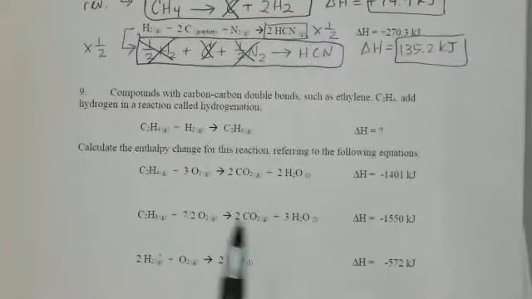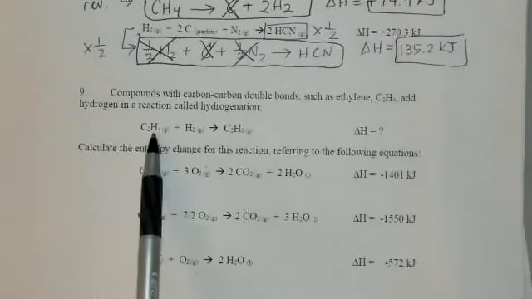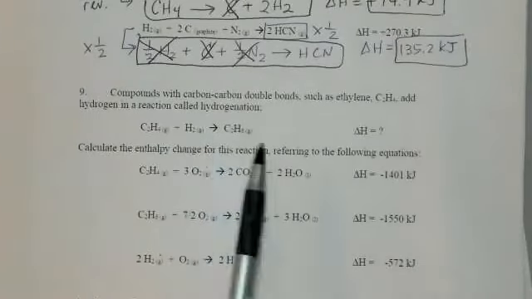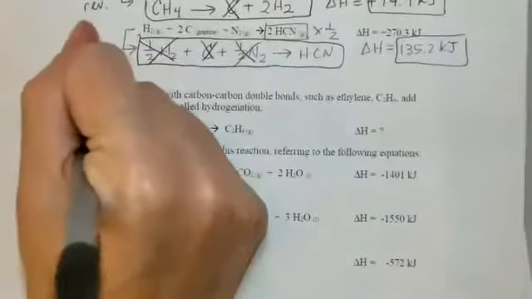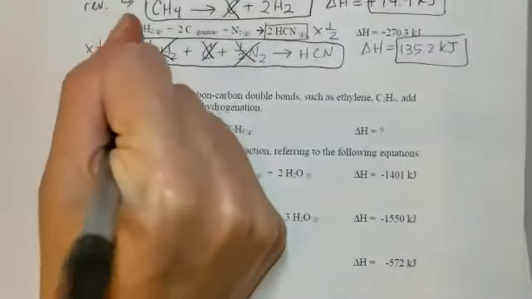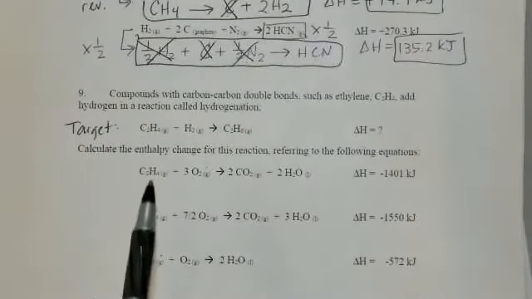So again, I've got a target equation. I've got ethene, C2H4, reacting with hydrogen to make ethane, which is C2H6. And this is, again, the target equation. And I'm given a bunch of equations here, 3.